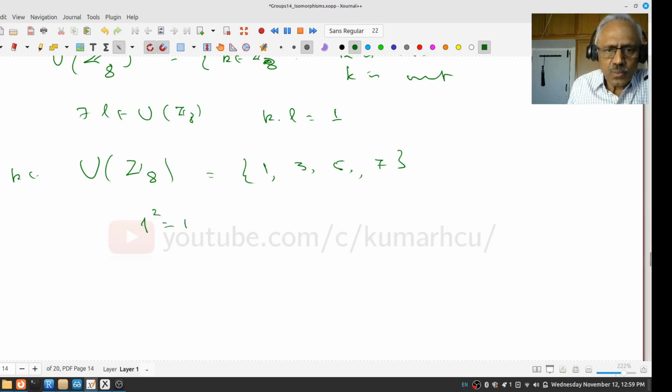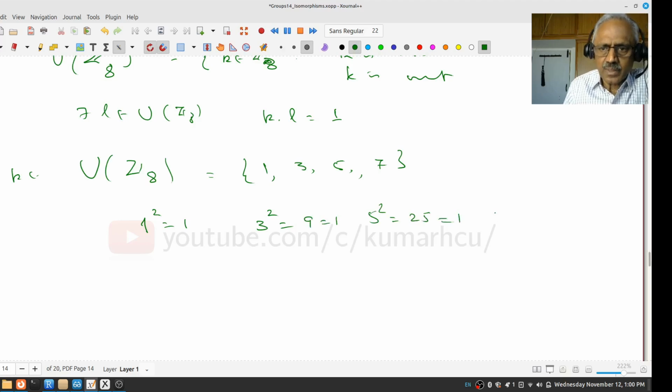So let us look at what is 1. 1 squared is 1. What is 3 squared? 9 and hence 1. What is 5 squared? 25, 3 times 8 plus 1, therefore it's again 1. 7 squared? 49. 48 plus 1, right? 6 times 8 plus 1, therefore it's 1. Correct?